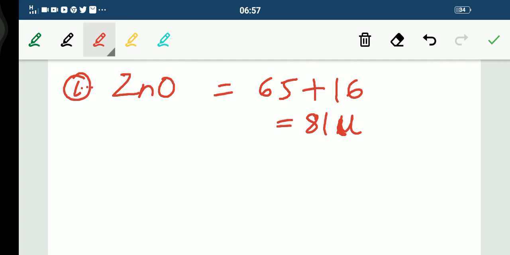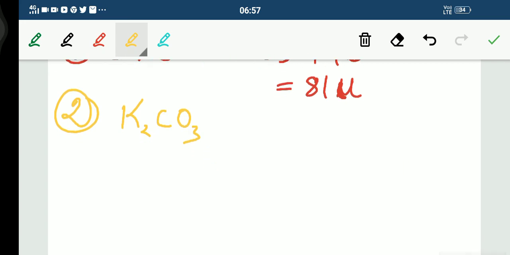Similarly, can we do K2CO3? Of course, we can do potassium carbonate. Fine. Let's just quickly do it. Potassium carbonate, K2CO3. Fine. How will we be doing it? Try to find it on your own, children. Try to do it on your own. Fine. Do it in your notebook.